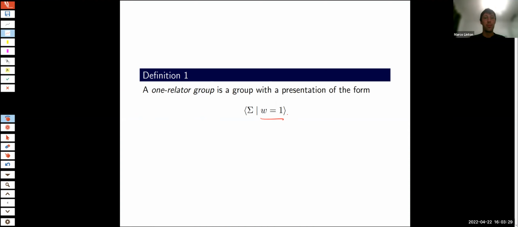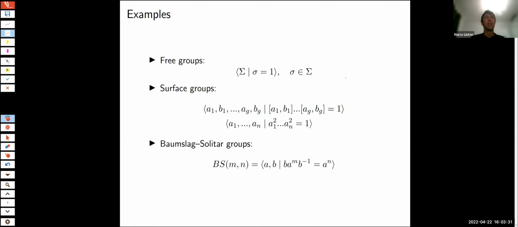Let's go through some examples. Free groups: we can just take the relation to be an element of the generating set. So the quotient by the normal closure of this is going to be a free group on one fewer generator. Surface groups are another well-known class of one-relator groups. We have the orientable ones here and the non-orientable ones here.